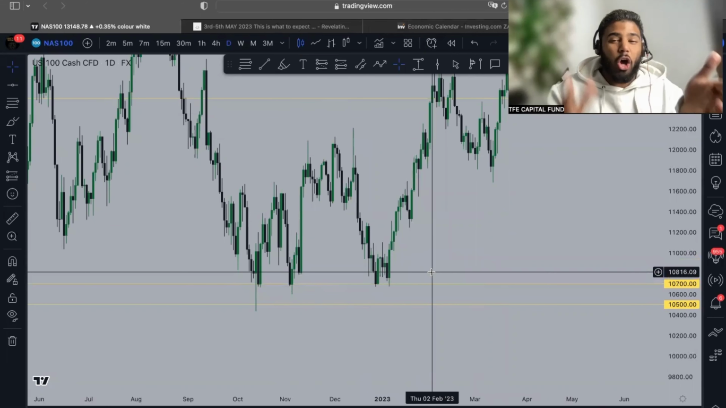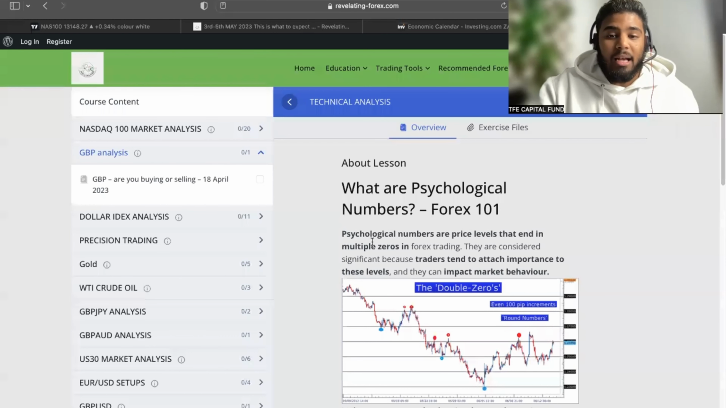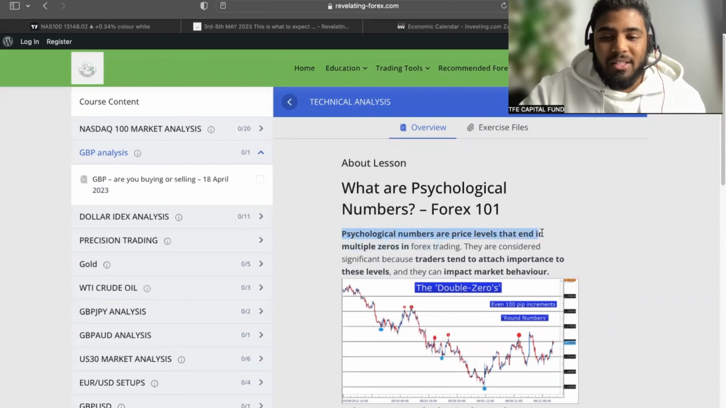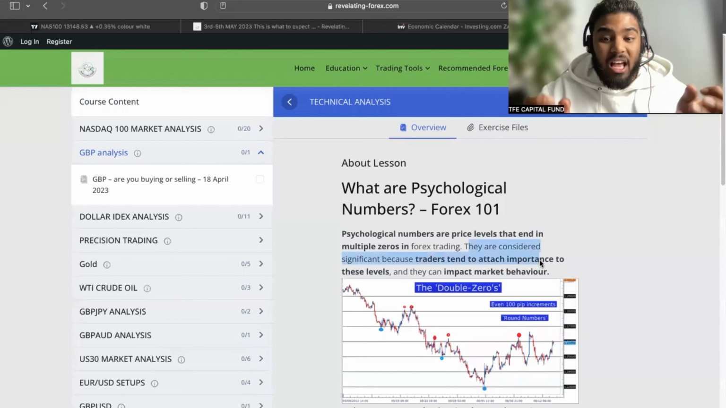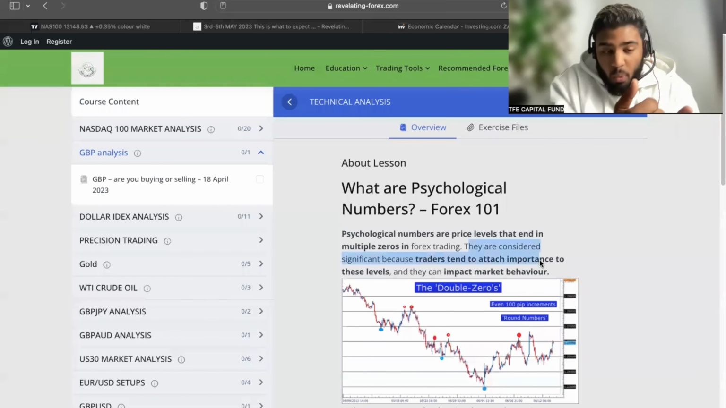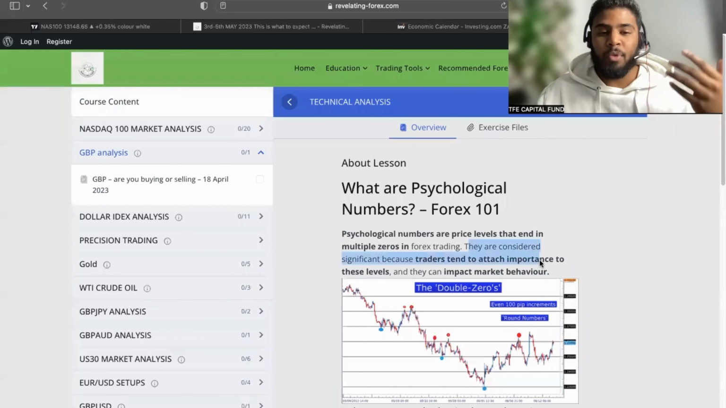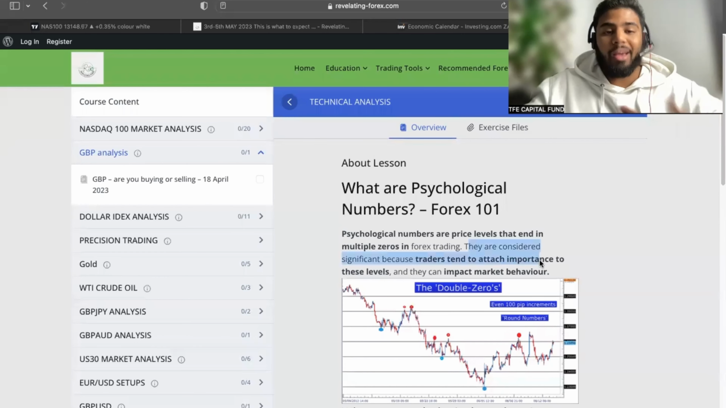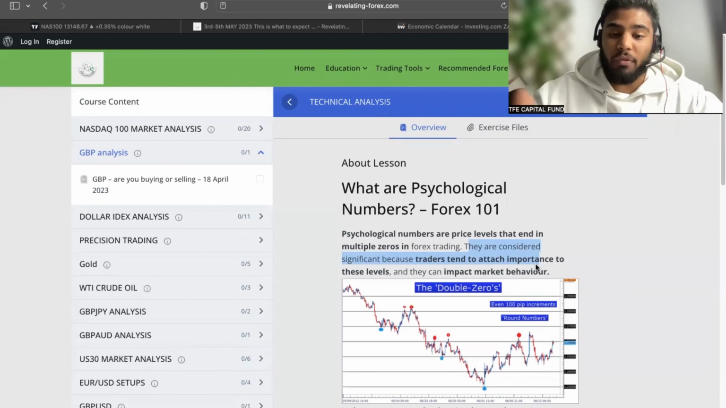So again, it says that psychological numbers are price levels that end in multiple zeros. In the forex market, traders consider them significant levels. They tend to find these levels important, and they react towards them. When the market comes over them, we are either buying or selling. So I'm going to show you guys now how to buy off there and sell off there and use it as take profits for yourself.